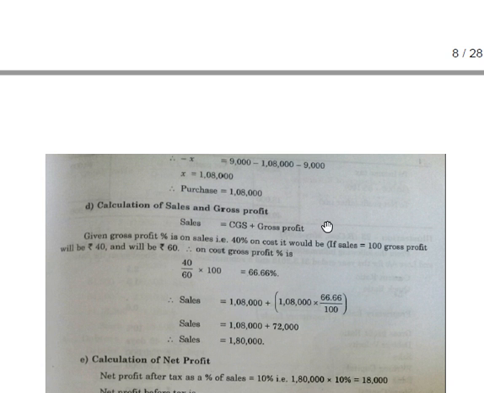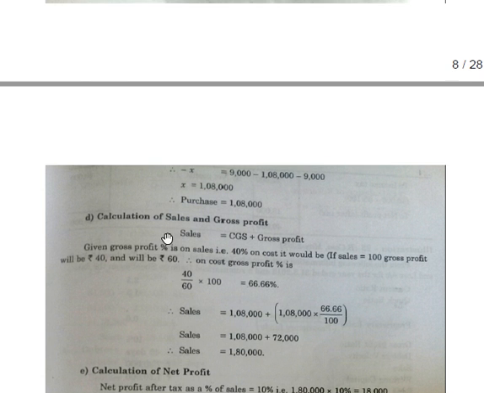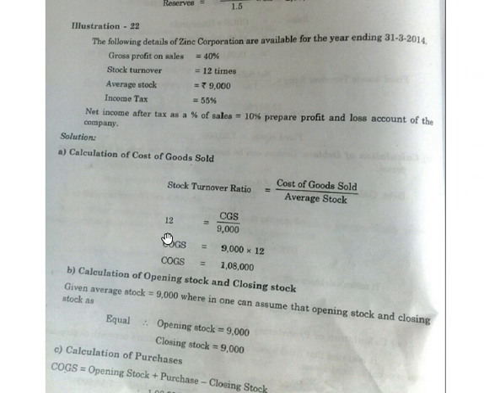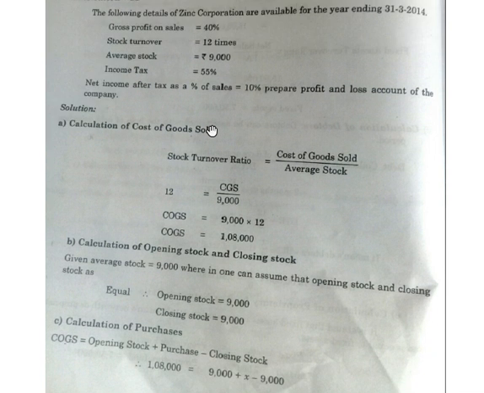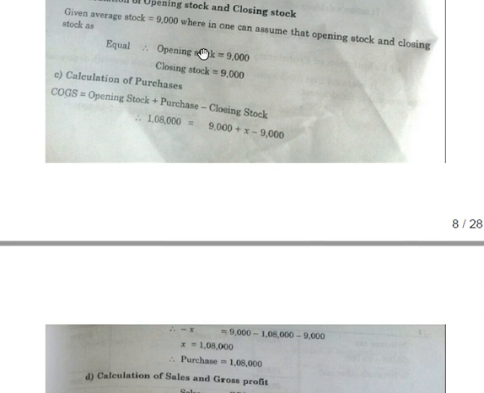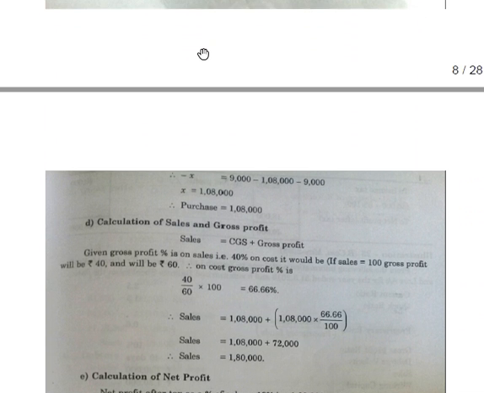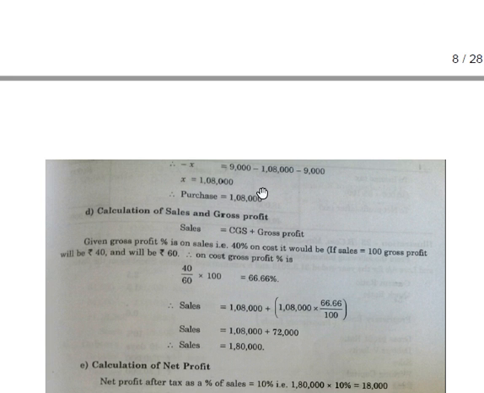Calculation of sales and gross profit. The information given about sales and gross profit is that gross profit on sales is 40%. Net income after tax as a percentage of sales is 10%. So you can consider this information, gross profit on sales is 40%. Sales is equal to cost of goods sold plus gross profit. This formula can also be implemented.